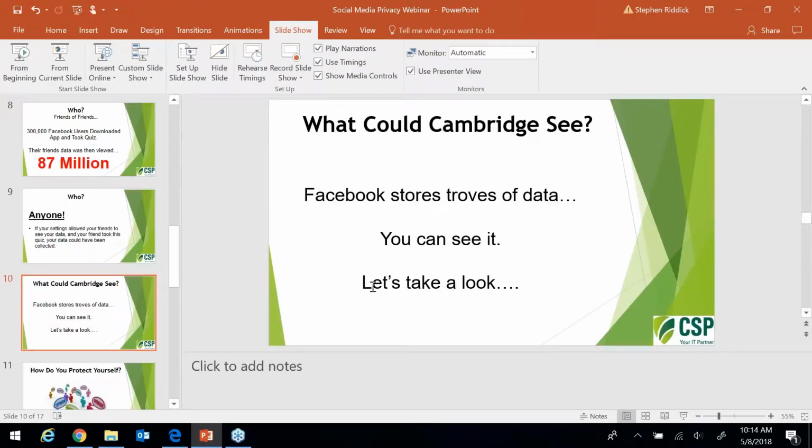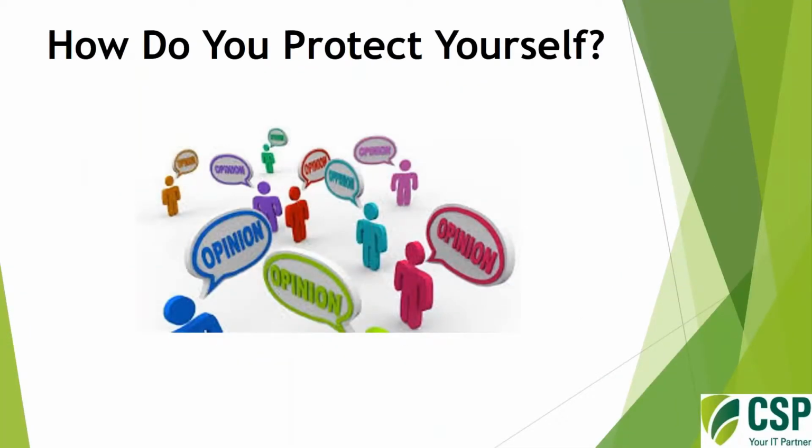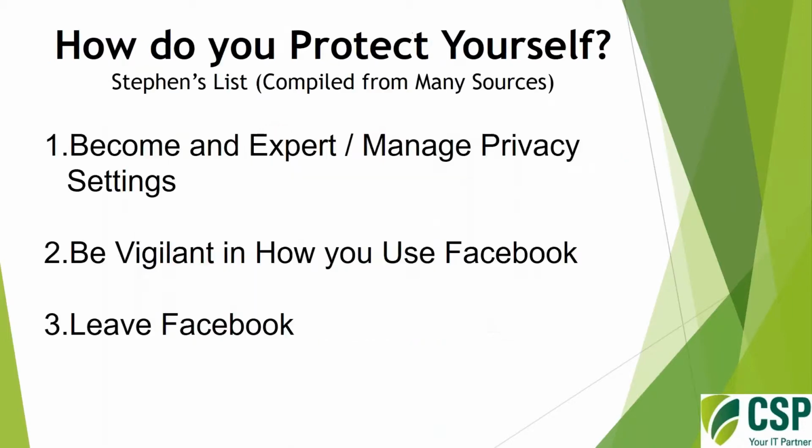Okay, so going back to the presentation, where I'd like to spend the rest of our time is, how can you protect yourself? So we've looked at what happened with Cambridge. We talked about the data that Facebook has. So how do you protect yourself? And I really put this into three big buckets. Again, I scoured a lot of different sources, did a lot of research on this, and to me, I think there are three big buckets.